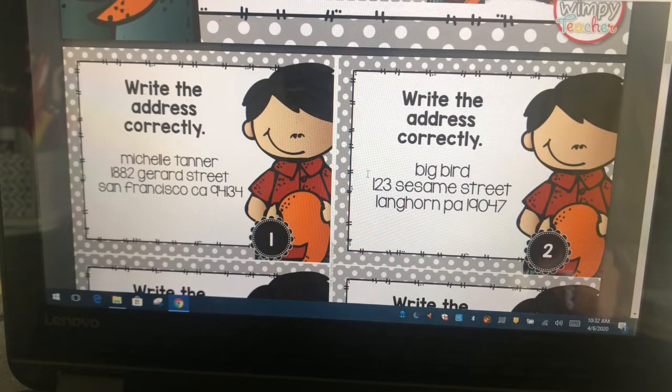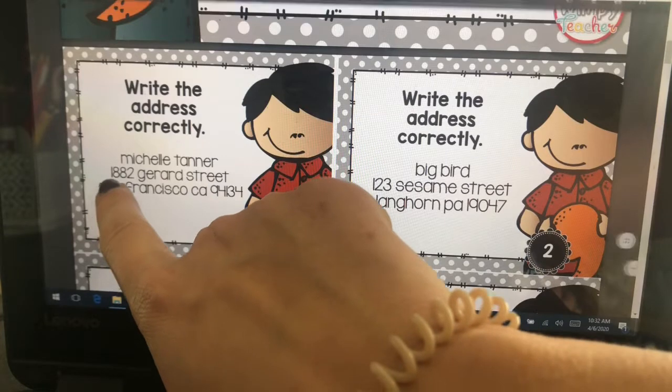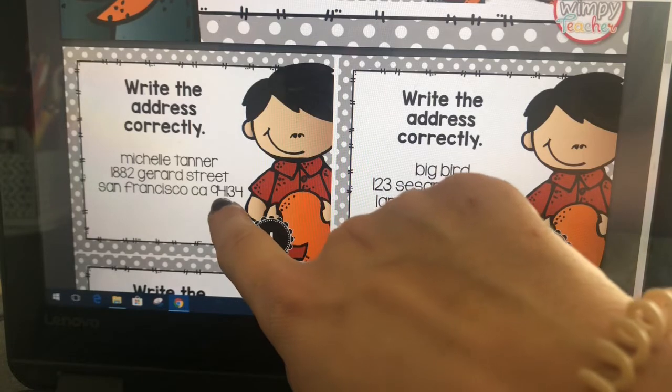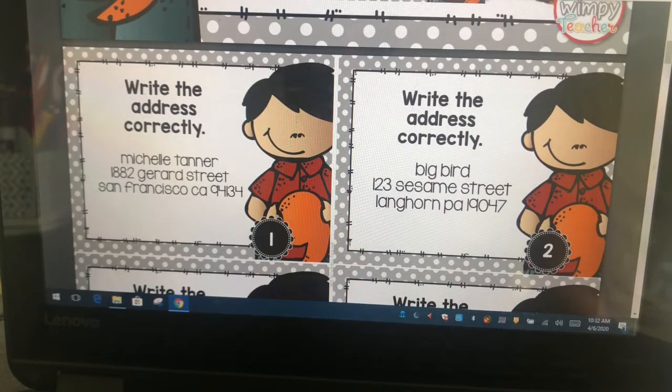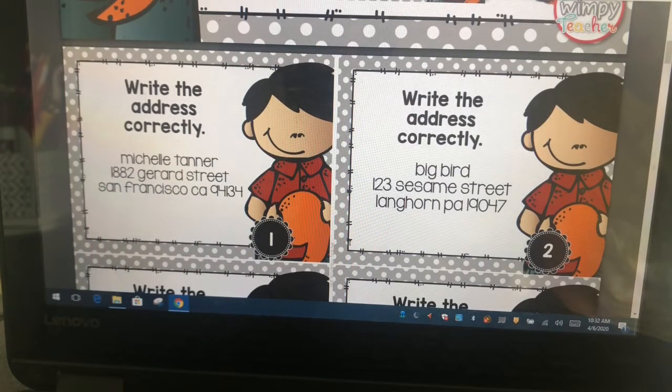And our goal with writing addresses is to make sure the proper nouns are capitalized and there is a comma in the right spot. So, looking at our first task card, it says Michelle Tanner, 1882 Girard Street, San Francisco, California, 94134. Now on my whiteboard, I'm going to write down the same lines, but I'm going to capitalize the M in Michelle, the T in Tanner, because it's a person's name. Remember, that's something that we want to capitalize.